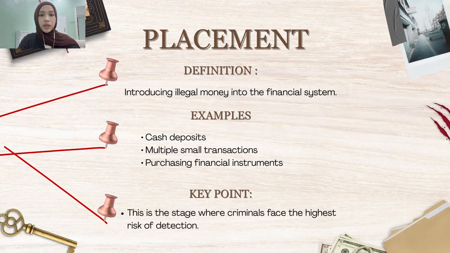Now let's look at the first stage, which is placement. Placement refers to introducing illegal money into the financial system. This is usually the riskiest stage for criminals because the money is still closely connected to the crime, making it easier for authorities to detect. Some common examples include depositing large amounts of cash into bank accounts, breaking money into small deposits to avoid suspicion, or purchasing financial instruments such as money orders or cashier's checks. The key point here is that this stage allows criminals to move illegal cash into circulation while trying to avoid detection.